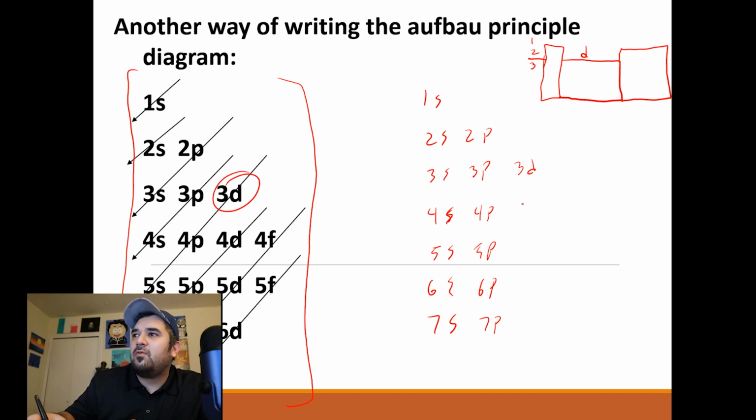So 3D, 4D, 5D, 6D, and 7D, and then we'll talk about those in a minute. But then we have 4F. 4F starts at the 4th energy level, and then 5F.